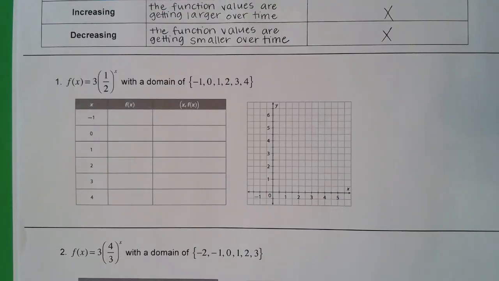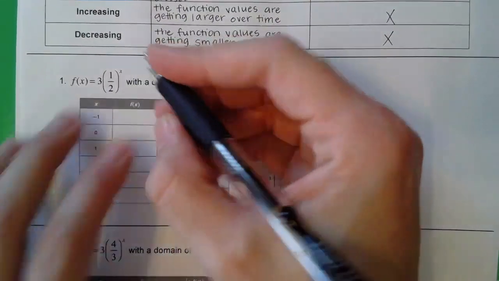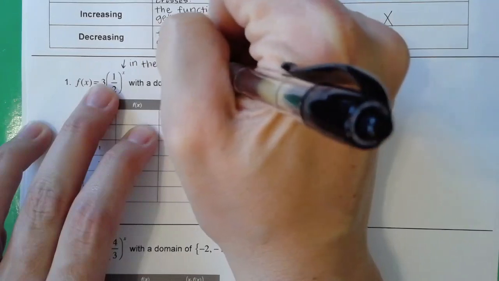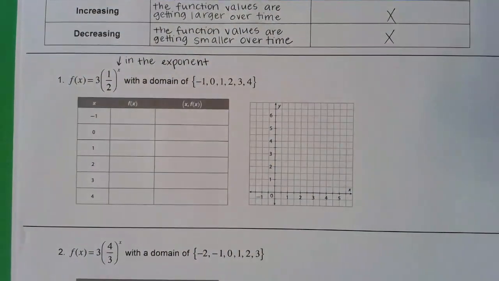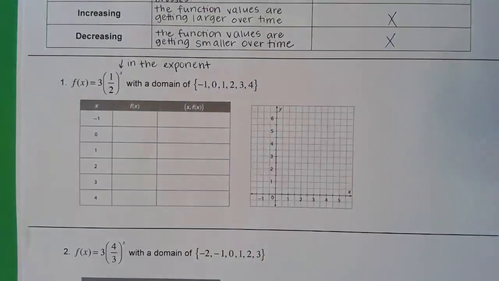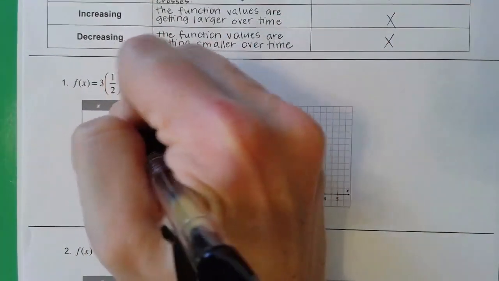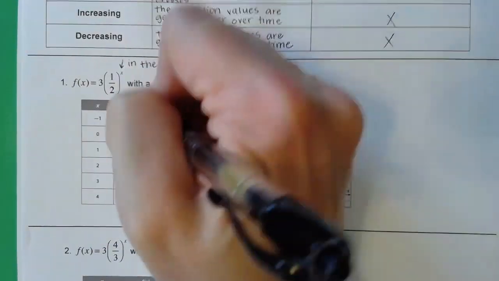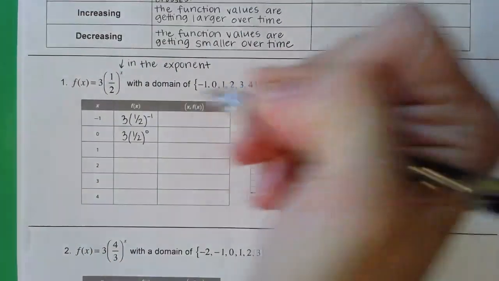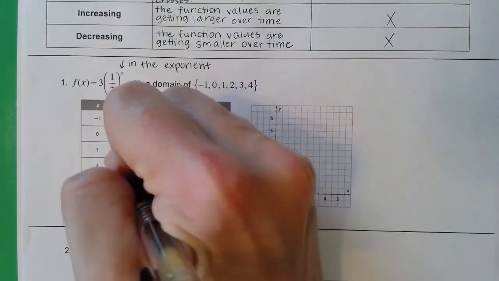Problem number 1 here gives us a function that we know is an exponential function because the x is up in the exponent. And for this function, we're given the domain is -1, 0, 1, 2, 3, and 4, and it's asking us to evaluate the function for those values. So when I plug these numbers in, I'm going to be plugging them in up here for the x. So this one, I'm going to do 3 times 1/2 raised up to the -1st power, and I'll simplify that. And then 3 times 1/2 raised up to the 0 power, and then I'll keep going, just substituting each of these values in for x.